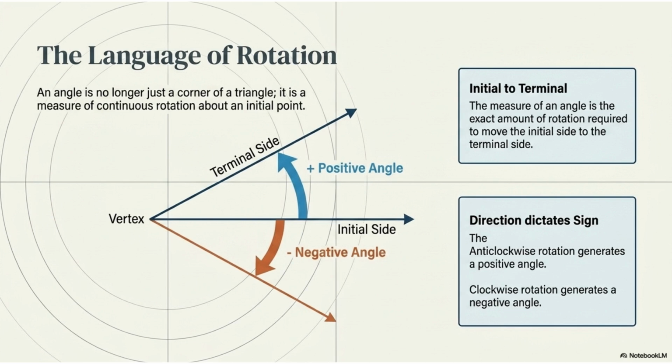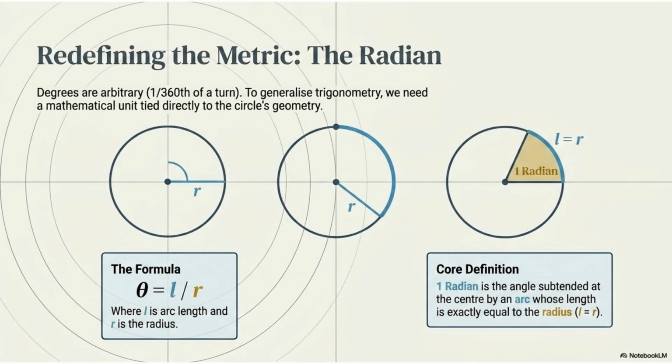We now define angles as continuous rotations. An anti-clockwise rotation creates a positive angle, while a clockwise rotation generates a negative one, moving from an initial side to a terminal one. To generalize, we look beyond degrees to radians. A radian is the angle subtended at the center of a circle by an arc equal in length to the radius, providing a unit tied directly to circular geometry.